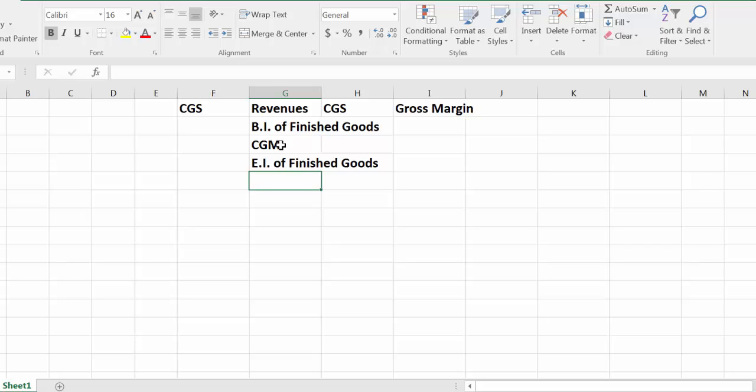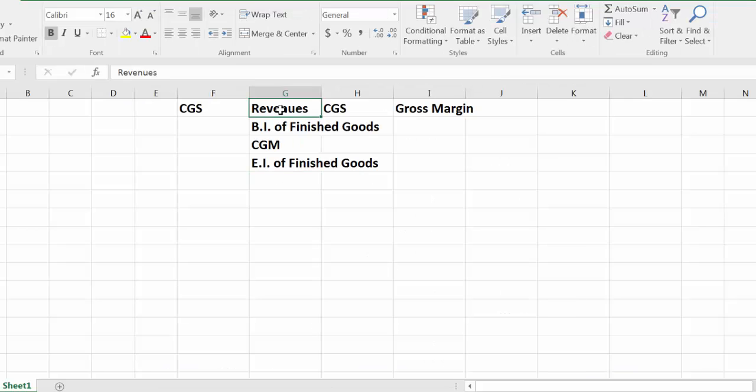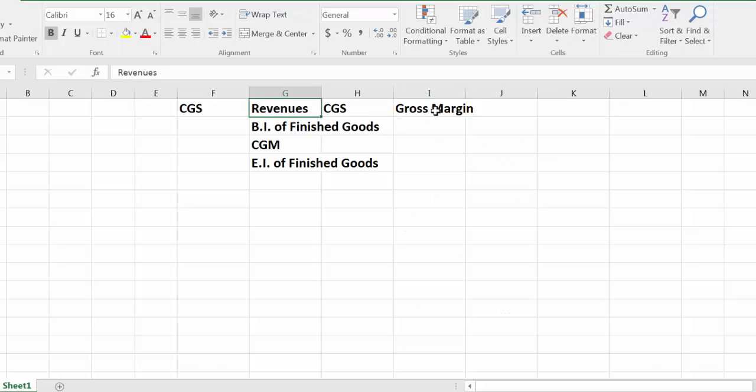So we're going to go back to the slide, especially the left available data, to find out do we have any of those values. Can we use one of those two formulas to find CGS? If you look at the slide here, here's the cost of goods sold, which is A. Let's look at the easy formula that we can use. If you know revenues, CGS, and gross margin, any two out of three, you can find the third one. I'm going to look for revenues. It's right here, 48,000. If I look for gross margin, I have 16,950. So it seems like if I use the first formula, I should be able to find CGS. So I'm going to do that.